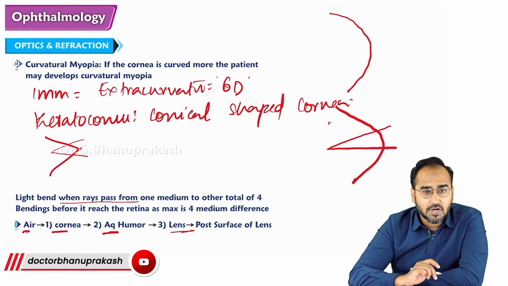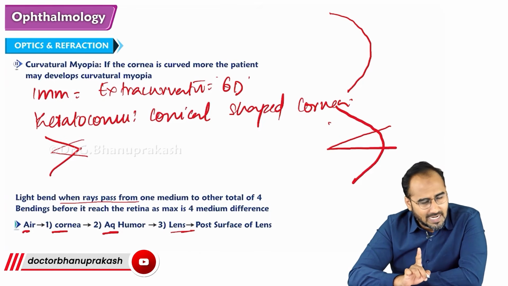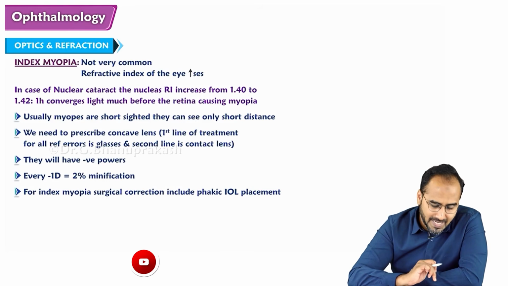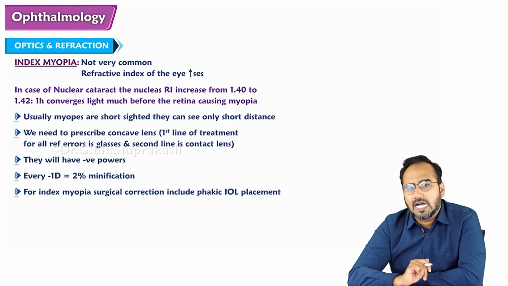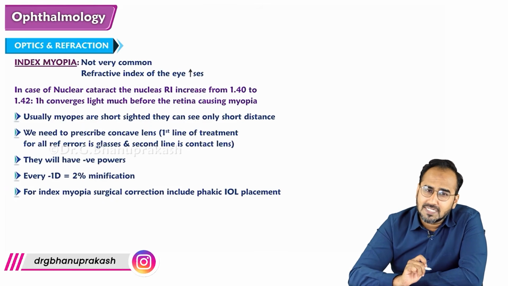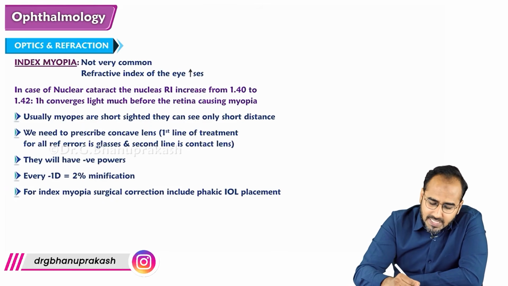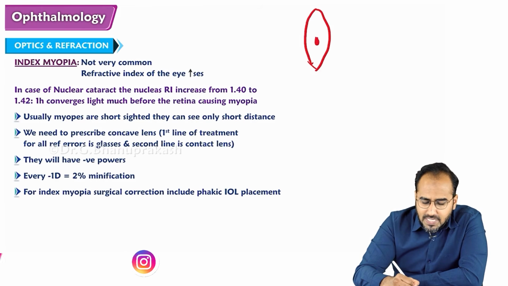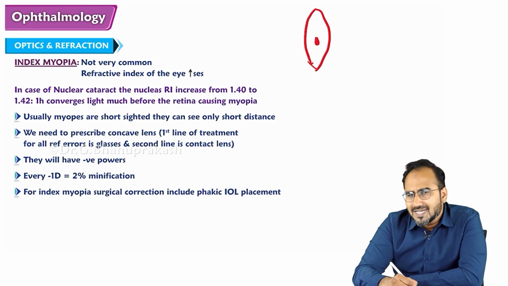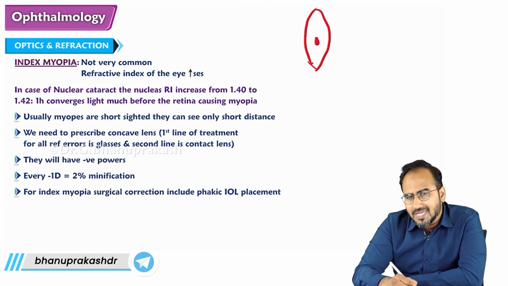We are discussing the 3 causes. First cause is what guys? Axial myopia. Second is curvatural. And third cause of myopia is index myopia. Index myopia is not that common, but when does it occur? When the patient is suffering with a disease called nuclear cataract. Cataract occurring on the nucleus is called nuclear cataract.